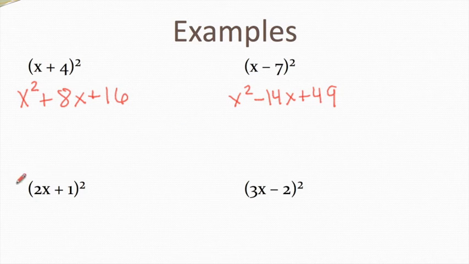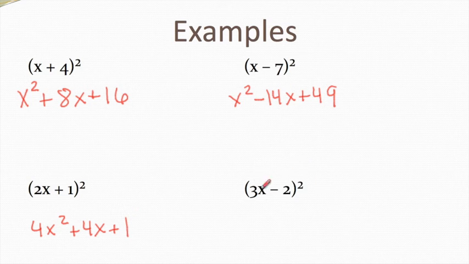So we square the first term. We square both 2 and x, so if we square 2, we get 4x squared. We find the product of the two terms, so 2x times 1 is 2x. Then we double that, which will be 4x. Then we square the last term. 1 squared is 1.